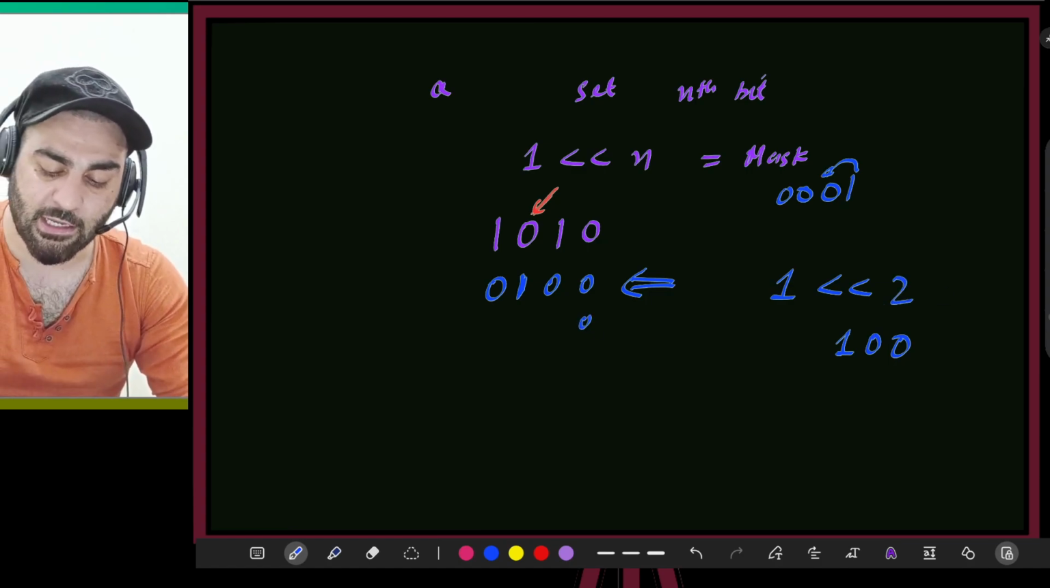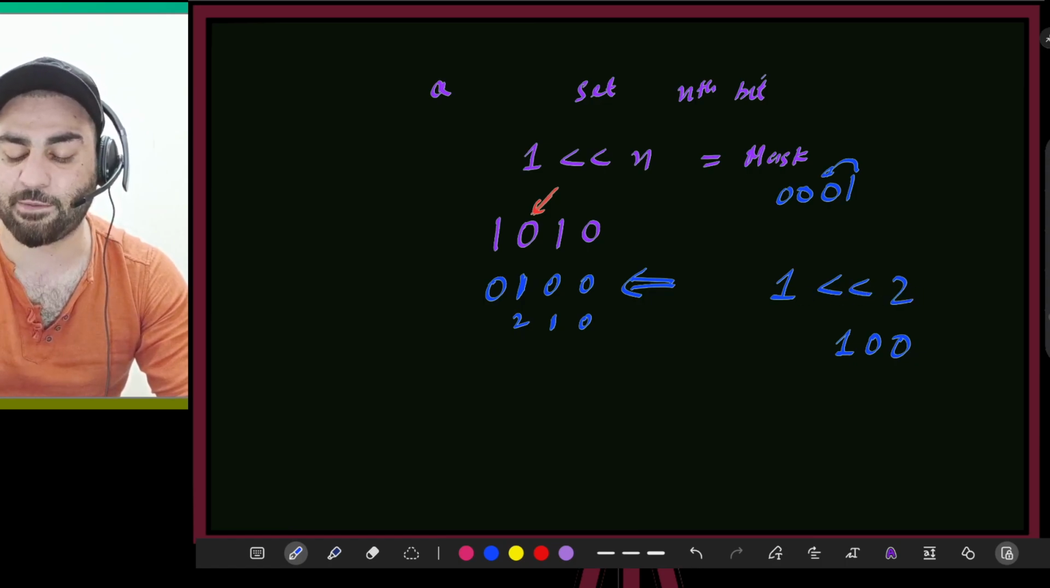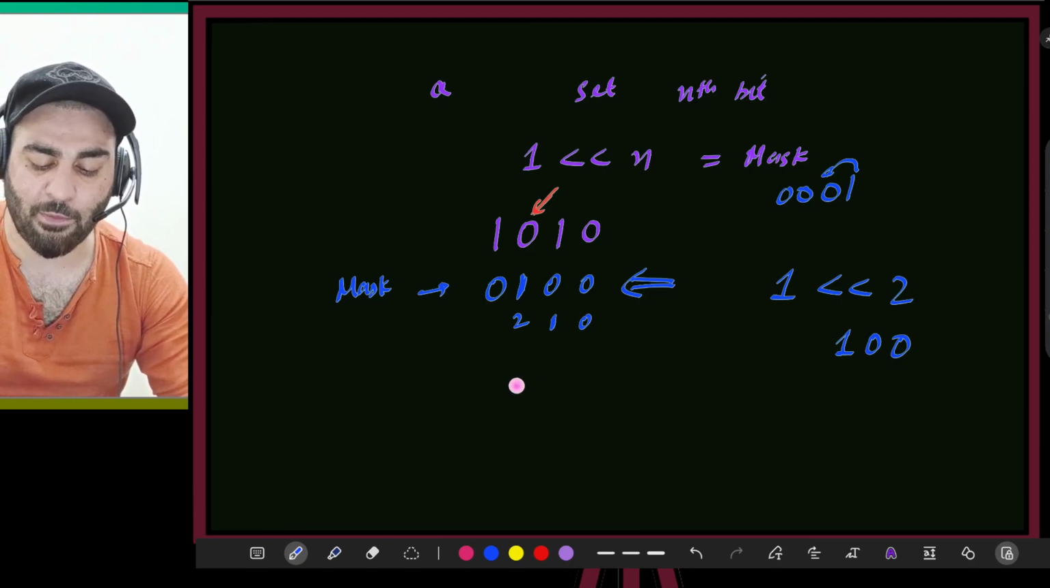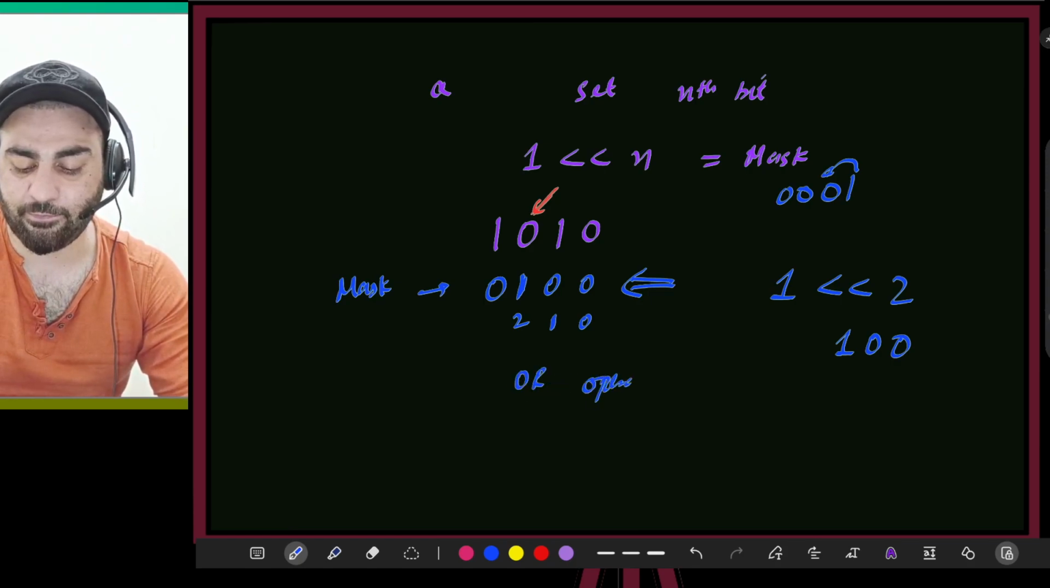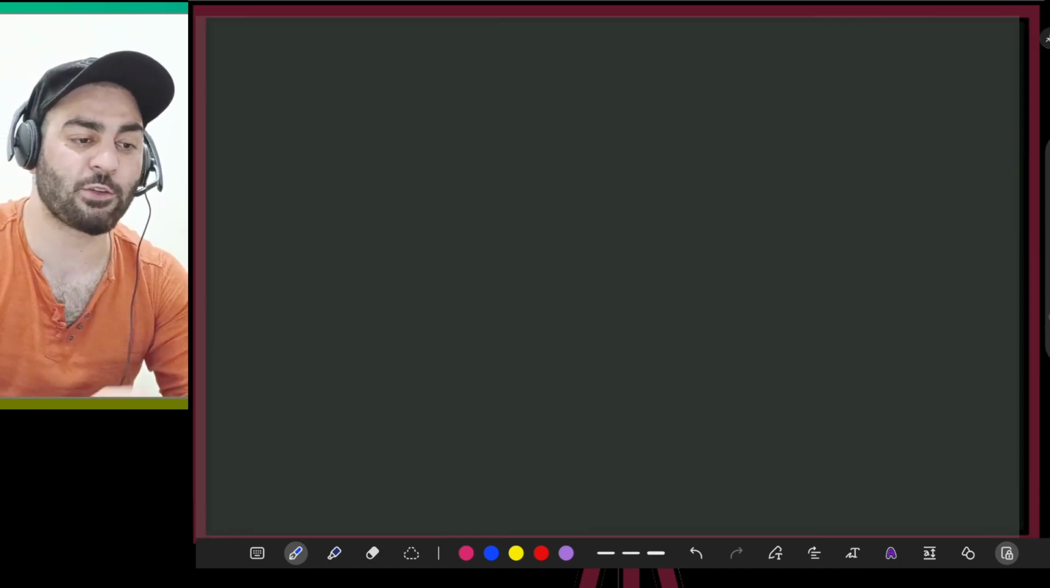Okay, so this is the 0th bit, 1st bit, second bit. We are setting the second bit, so I have to left shift it by 2. So this is my mask now. On the mask, I'll perform the OR operation. That's how I'll set the bit. So this is how I can use it for flags. Let's go to VS Code and I'll show you that.